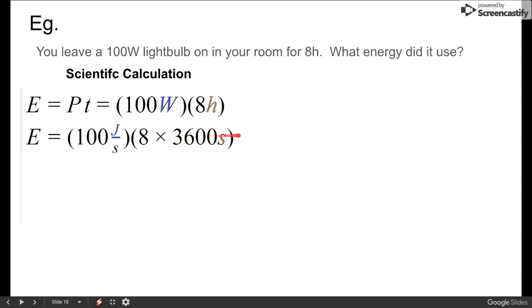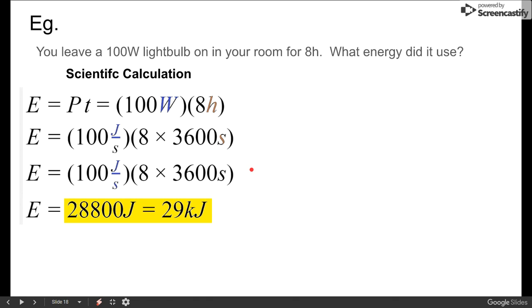8 hours turns to seconds, and I repeated it, and I don't know why. But I'm not going to change it now because these animations take forever to create. So I thought it was so good to show this setup, I did it twice. You multiply it out, and you get roughly 29,000 kilojoules.